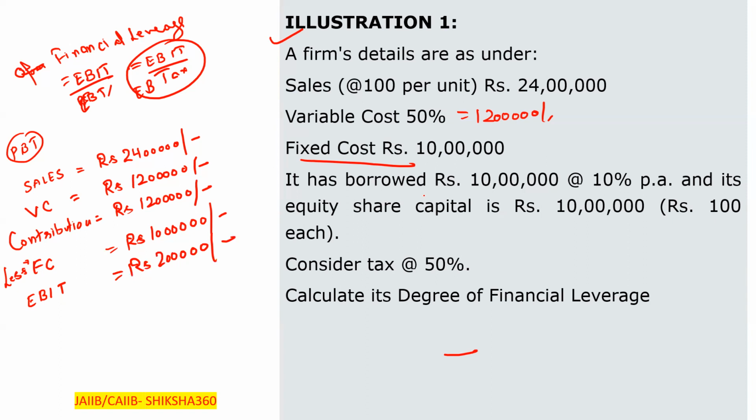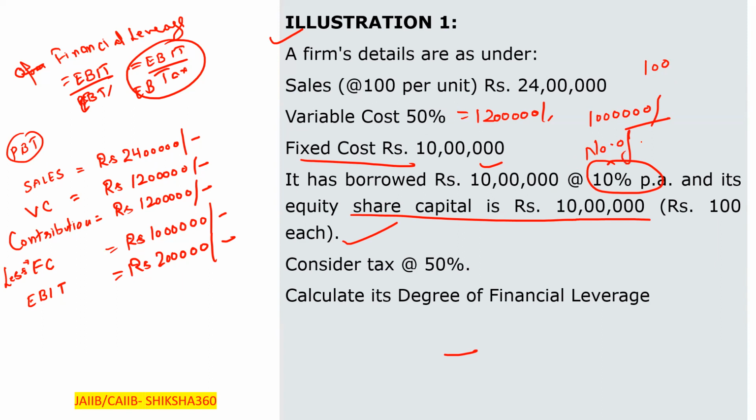Here it has been shown that the company has borrowed rupees 10 lakh at the rate of 10% per annum, and its equity share capital is rupees 10 lakh at rupees 100 each. So equity share capital is 10 lakh and the price of each share is 100. The number of shares is 10 lakh upon 100, which is 10,000. That is the number of equity shares.